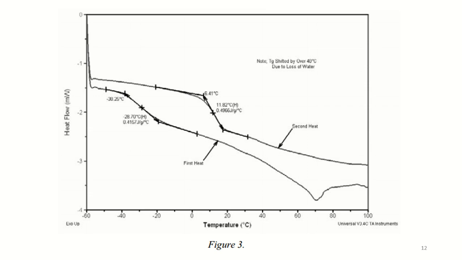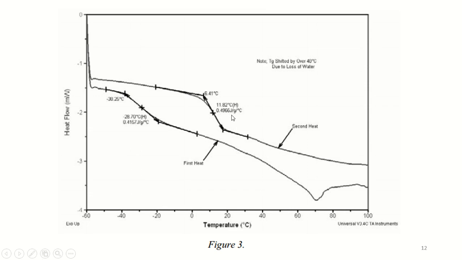The first heat flow shows that the midpoint of the glass transition is centered near 28.7 degrees Celsius, while the second heat to 100 degrees Celsius shows that it has increased by nearly 40 degrees Celsius to 11.8 degrees Celsius.